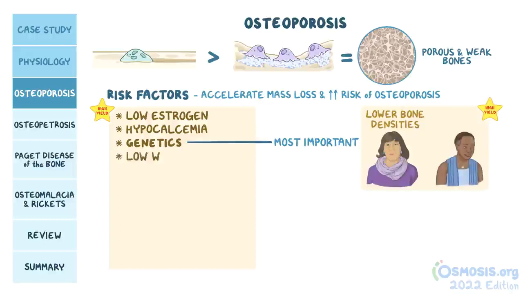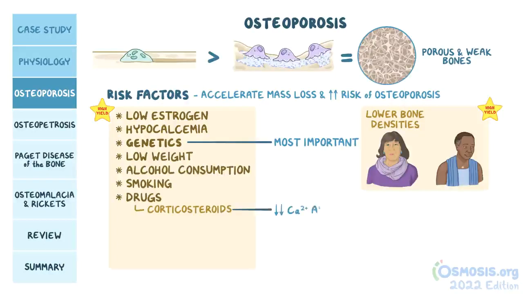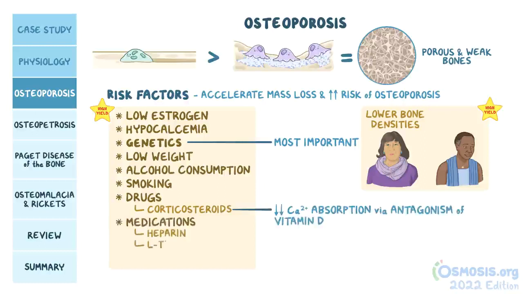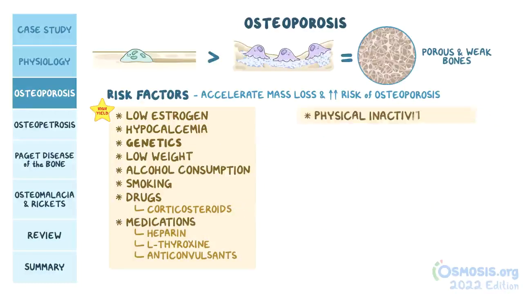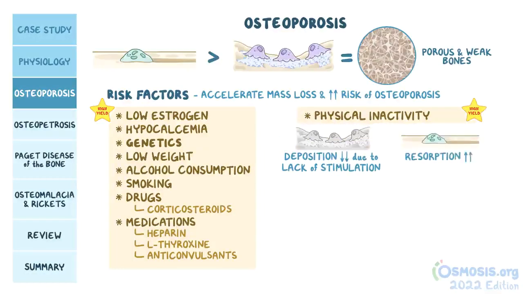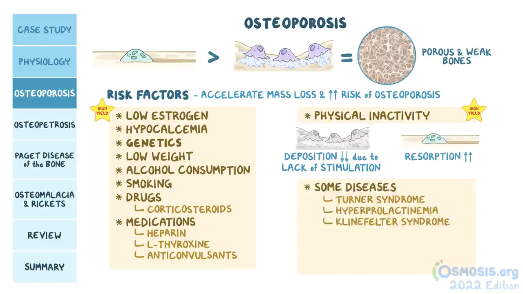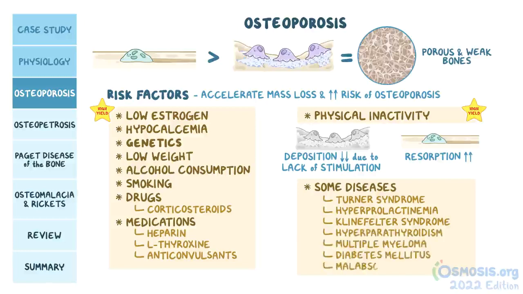Additional risk factors include low weight, alcohol consumption, smoking, drugs like corticosteroids, which can decrease calcium absorption from the gut through antagonism of vitamin D, and medications like heparin, L-thyroxine, and anticonvulsants. Physical inactivity can also lead to osteoporosis because it causes bone deposition to decrease due to the lack of stimulation, while resorption increases. And finally, some diseases that can lead to osteoporosis include Turner syndrome, hyperprolactinemia, Klinefelter syndrome, hyperparathyroidism, multiple myeloma, diabetes mellitus, and malabsorption syndromes.